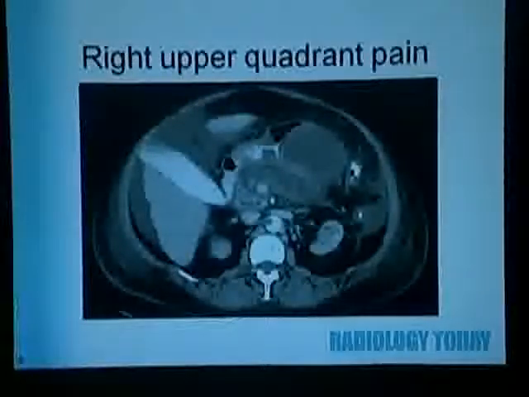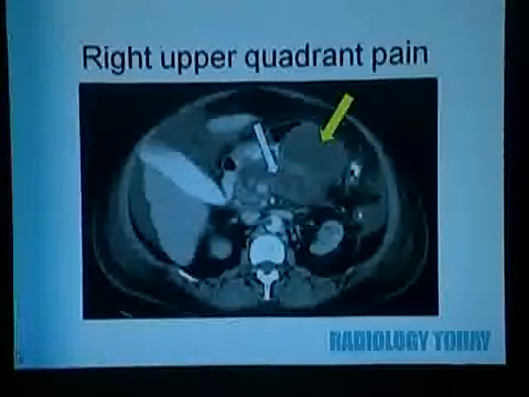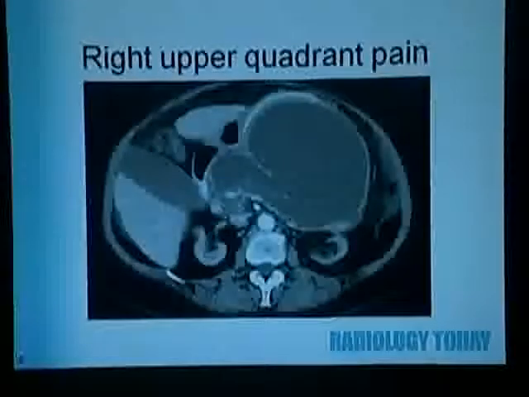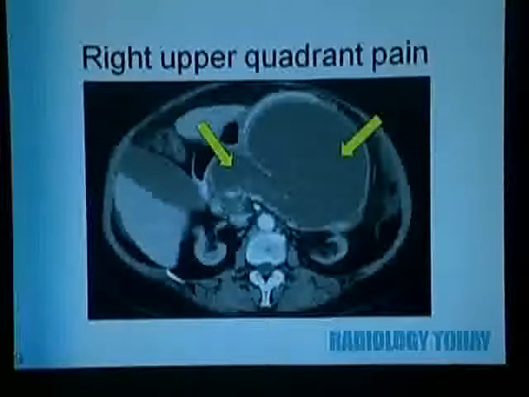As in this case, this is a case where the patient had subacute pancreatitis. You can see that there's a lesser sac pseudocyst that formed, as well as this area of non-enhancement within the mid-pancreas, which was pancreatic necrosis. So we have both pancreatic necrosis and a pseudocyst. Follow-up examination showed evolution of these changes as that area of necrosis also became a pseudocyst, and there was enlargement of that lesser sac pseudocyst as well.